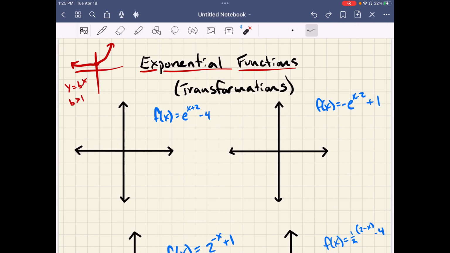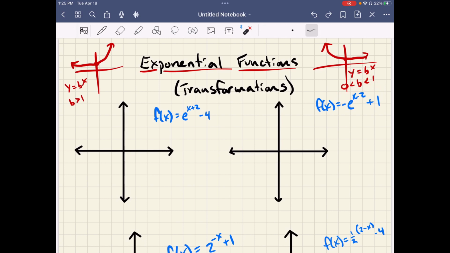And this one right here is what's considered to be growth, right? I'm going up, left to right. I'm going to find that happening when my b value is larger than 1. And then my second one is going to be decay. I go down, left to right, and that happens when my b value is between 0 and 1, okay?